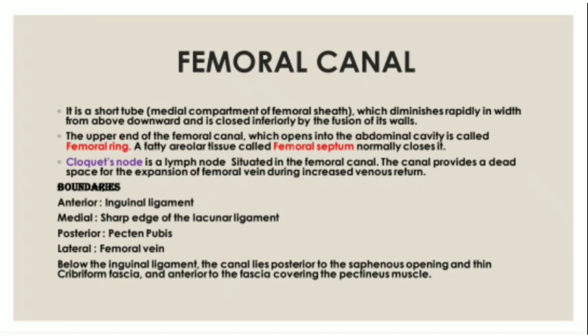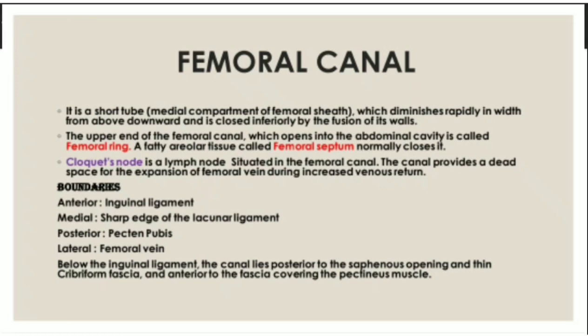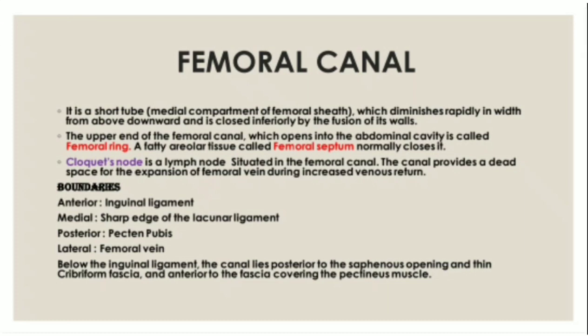Then I want to discuss these 3 lines, which are very important. Why? Because they lie below the inguinal ligament. How do we trace the femoral canal? The canal lies posterior to the saphenous opening and the thin cribriform fascia, as I said earlier. The saphenous opening is present in the fascia lata, and over the fascia lata there is the thin cribriform fascia. If we remove those, you can reach the femoral canal.